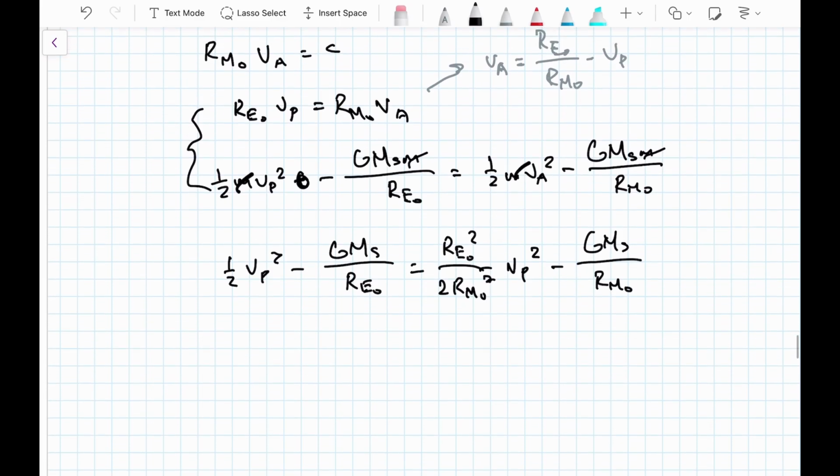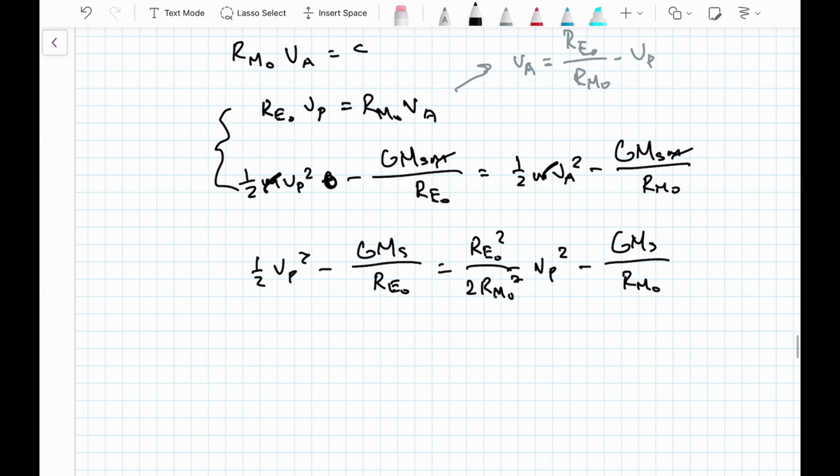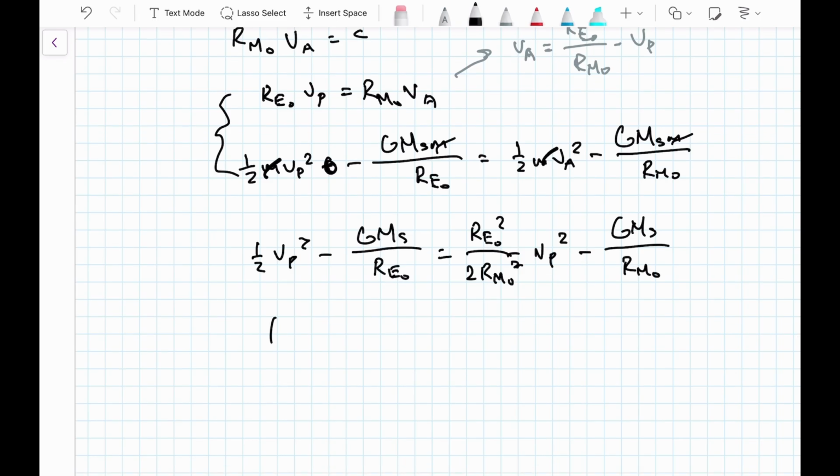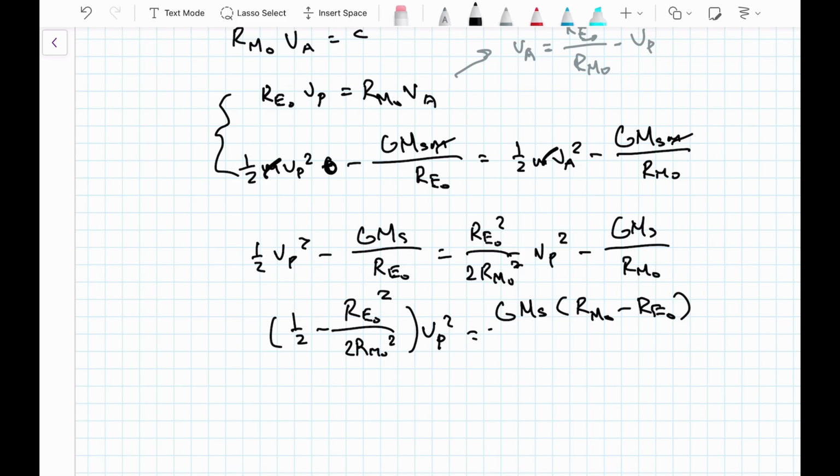Okay, and then we simplify this. We want to isolate VP. So first of all, move the VP term to the other side. We get a half minus REO squared over 2 RMO squared, times VP squared, is equal to this plus this, which we can multiply out. So we get GMS, then we get RMO minus REO, and then over REO RMO.